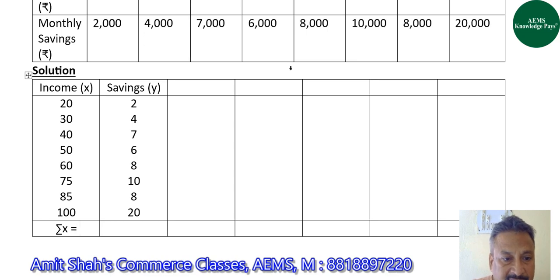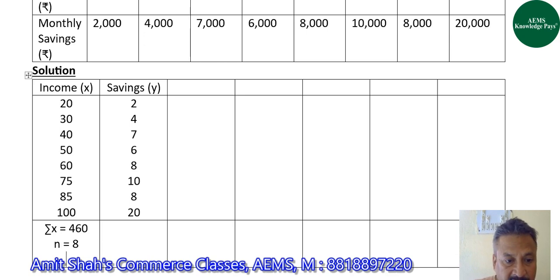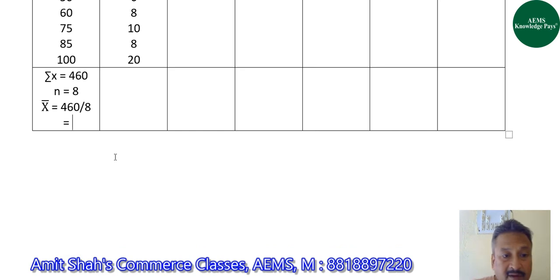So here summation X is 50, 40, 90, 140, 200, 275, 280, 360, and 460. N, that is the number of observations or number of families, is 8. So X bar, that is the mean, would be 460 divided by 8, right? That is 57.5.